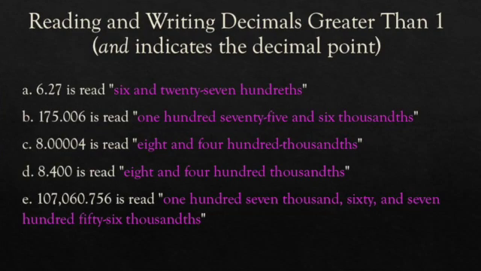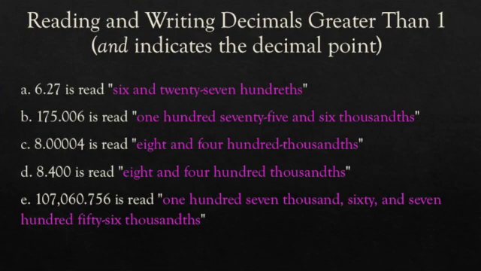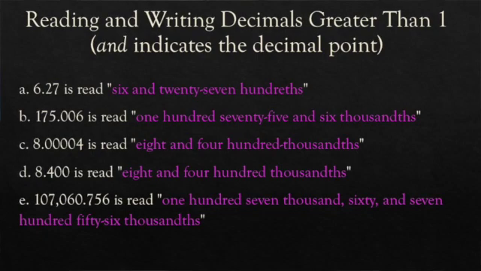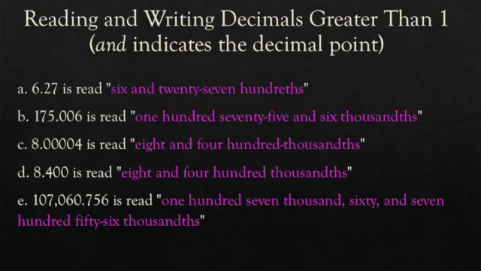For D, I have 8.400, and this is read as 8 and 400 thousandths. This is because I have a 0 in the thousandths place.